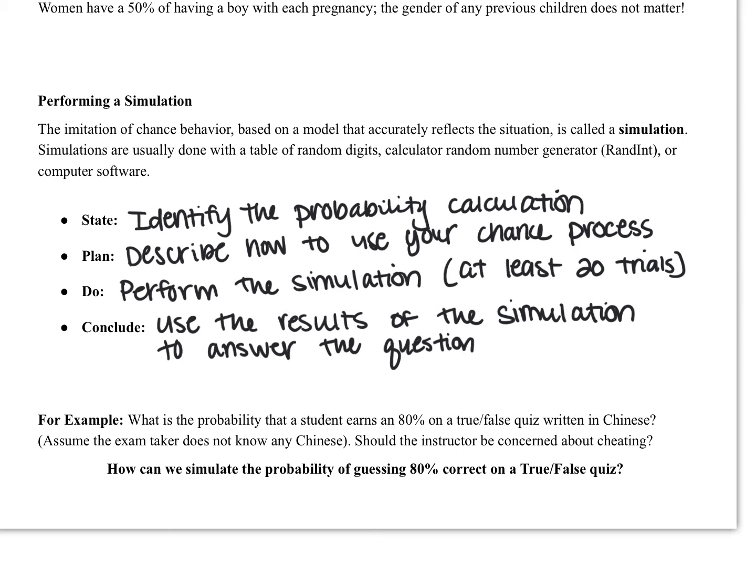So we're going to do an example. So we want to know, what is the probability that a student earns an 80% on a true-false quiz written in Chinese? Assume the exam taker does not know any Chinese. Should the instructor be concerned about cheating? So we want to know, how can we simulate the probability of guessing 80% correct on a true-false quiz? So I'm going to switch the table here.